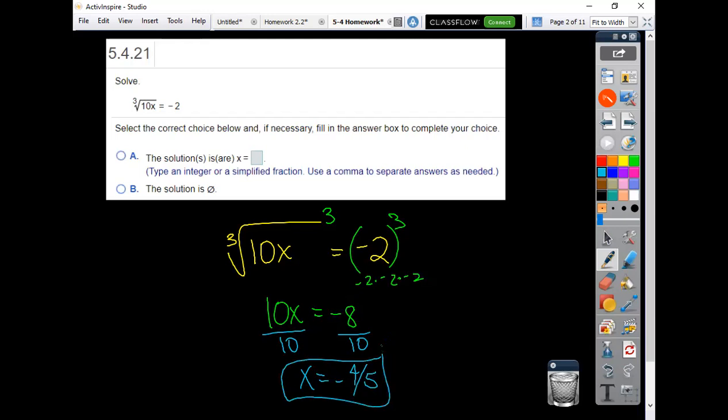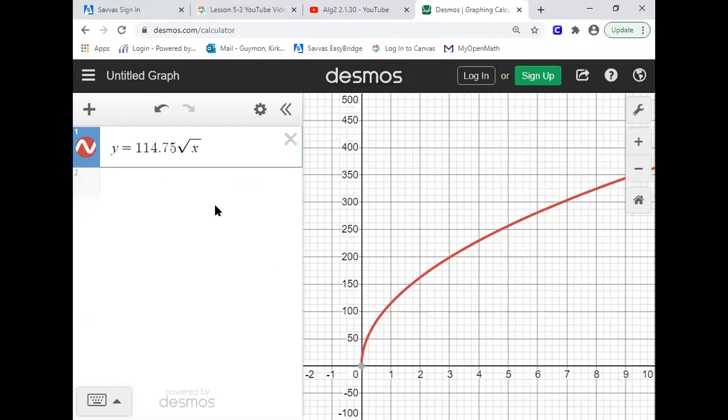Just kind of curious, if we use Desmos to graph this, just to double check, use your tools wisely that you have at your disposal. If I were to take the two sides of this equation, the cubed root of 10x, and then the negative 2, and graph them and look for where the graphs intersect, just to double check, like, am I not thinking of something else that might be happening?